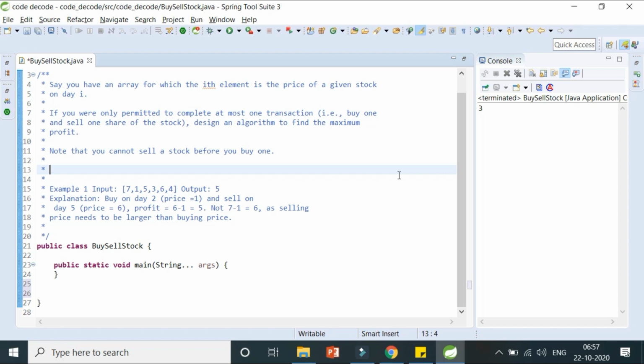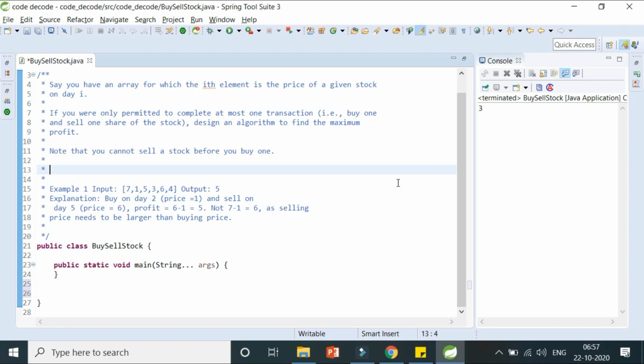Say you have an array for which the ith element is the price of the given stock on day i. If you are only permitted to complete at most one transaction, that is buy one and sell one share of the stock, design an algorithm to find the maximum profit. Note that you cannot sell a stock before you buy one. So basically we are given an input array of integers, and the indices of this array are the days.